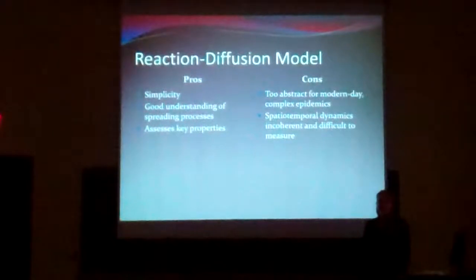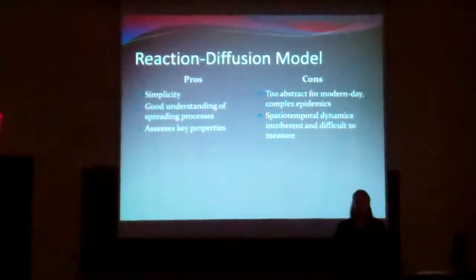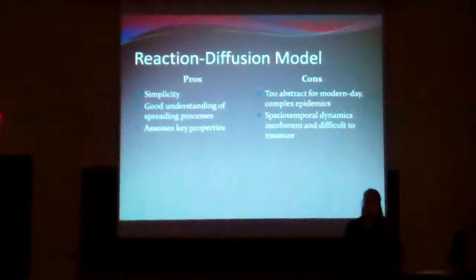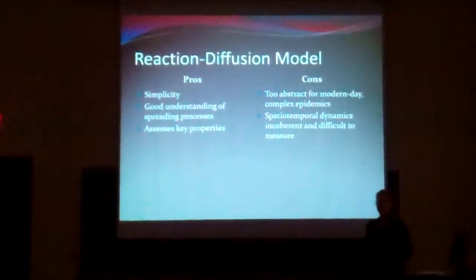The first model I will explain is the most simple one, the reaction diffusion models. It was used to map out the spread of disease in the Black Plague in Europe. Some of the pros: very simple. It shows a good understanding of the spreading process of disease and assesses key properties such as spreading speed or difference in location. It's also kind of specific about each disease.